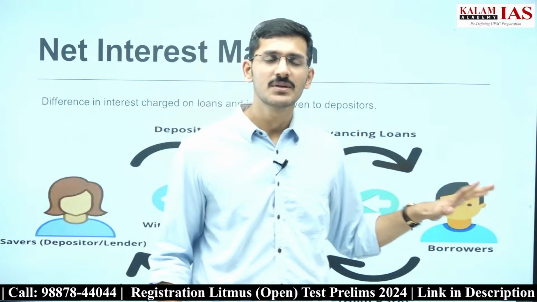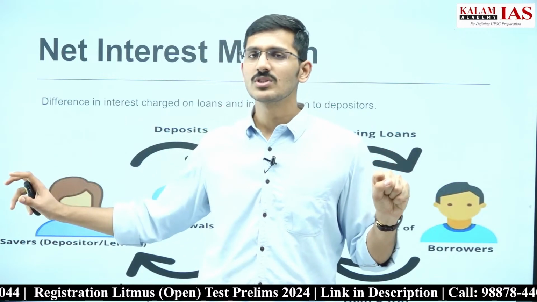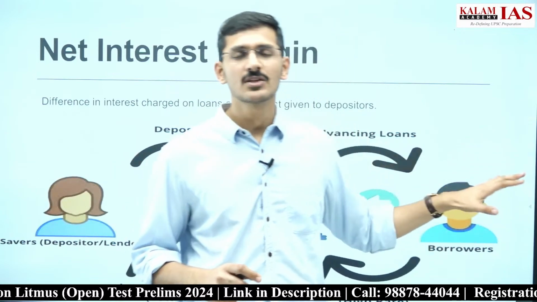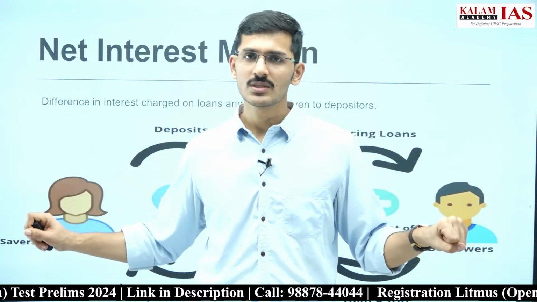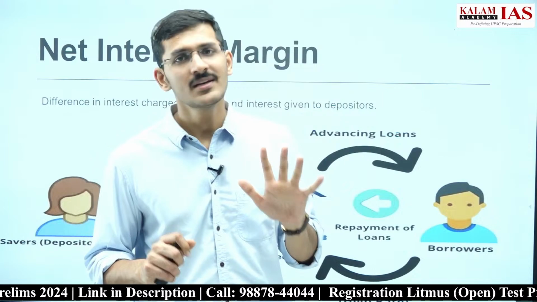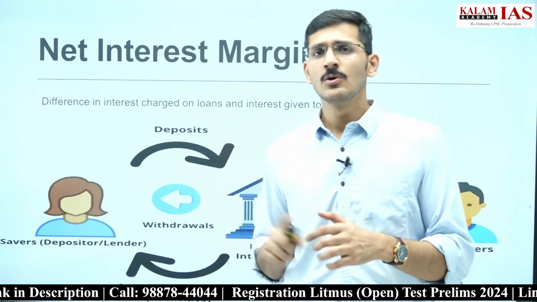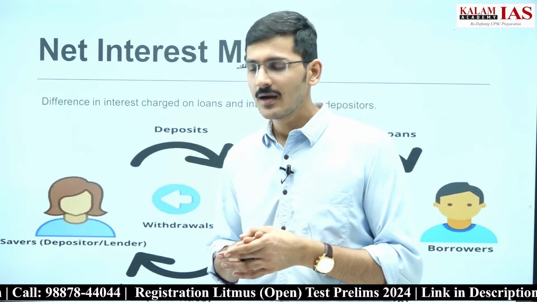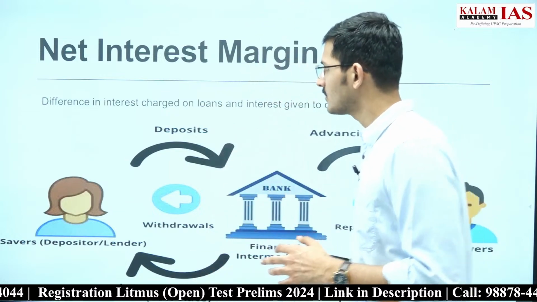Now, the difference between the interest that I am receiving from the borrower and the interest that I am giving to the saver, that is basically net interest margin. If I am charging 10% on the loans that I am giving to the people and I am giving 5% to the deposit holders, then 10 minus 5 is 5%. That is the net interest margin, and that net interest margin should be enough to meet all my operational costs, the cost of financing, and the cost of my profit also. All these things should be included in the net interest margin.